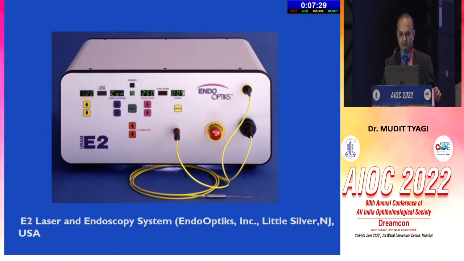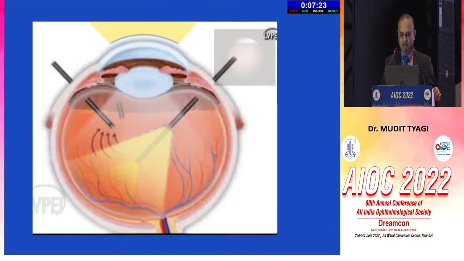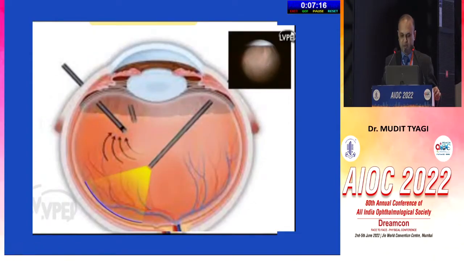This is how the endoscopy system is. This is the E2 laser endoscopy system by Endo Optics. Unlike a conventional vitrectomy, which gives us a bird's eye view, a diagnostic endoscopy gives us an end-on view. What you see over here is your endoscope camera, and this is the area which you can subsequently visualize.